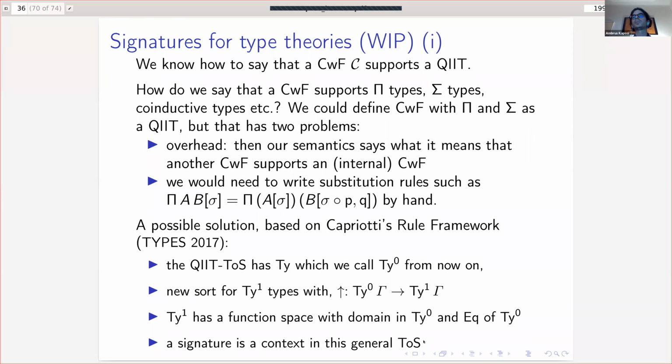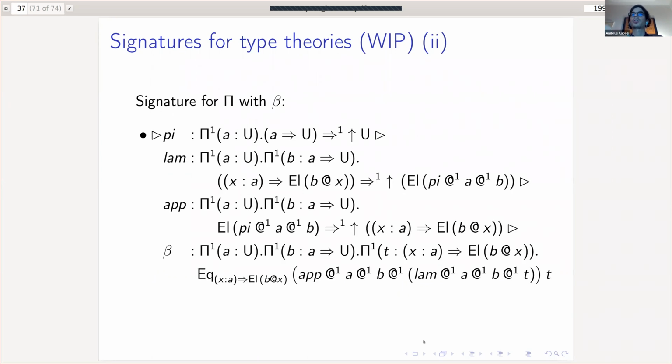And now if we have this more general notion of theory of signatures, the signature is again a context. So let's see how we can describe pi types using these extended signatures. And here we don't need to write substitution laws. So this is just a signature of pi with beta. This is like a higher order signature for pi types. And the higher orderness is like second order, because we are allowed to write an arrow on the left-hand side of an arrow, but that arrow needs to be a zero arrow or an arrow without any number, and the big arrow is always a one arrow.